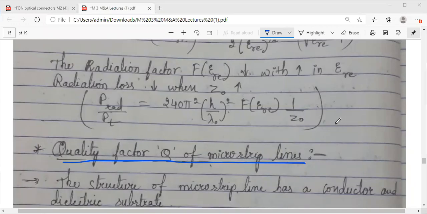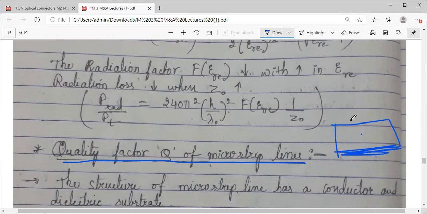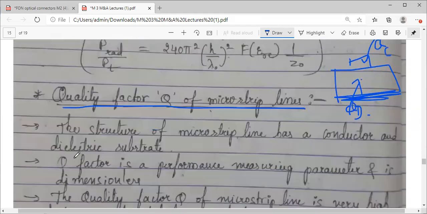So we have already seen the structure of the microstrip line. This is your substrate, here the ground will be. On the substrate, this conductor strip is mounted, right? And also we have come across different losses. One is due to this dielectric substrate value. Then one is due to the conductor, that is ohmic losses, right? So this is your alpha D. We have already seen about this. One is alpha C, ohmic losses, and dielectric losses. So the structure of the microstrip line has a conductor and a dielectric substrate. We have already seen about it.